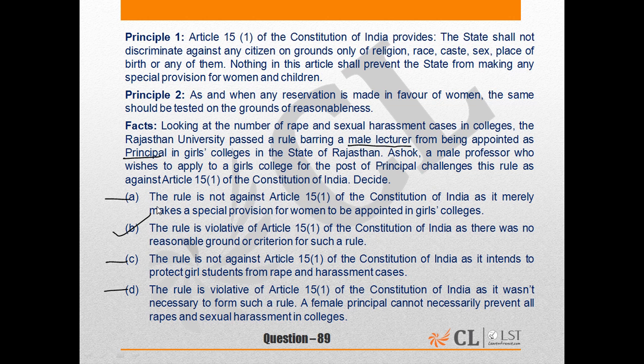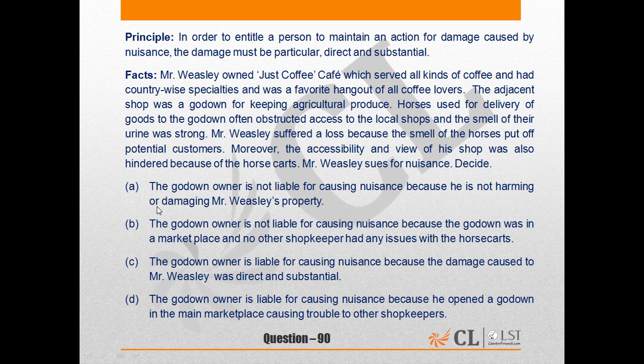Now let's move on to question number 90. Question number 90 is a question on the topic of torts. Again, this has been a debatable question and the majority of the students have marked A as the option, that the godown owner is not liable for causing nuisance because he is not harming or damaging Mr. Weasley's property. Okay. Now, let's go to the principle first.